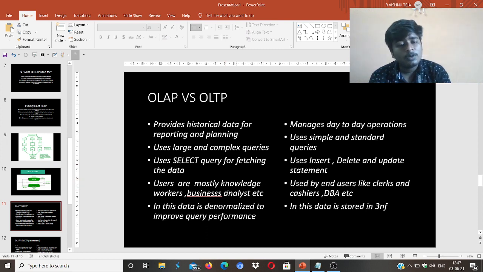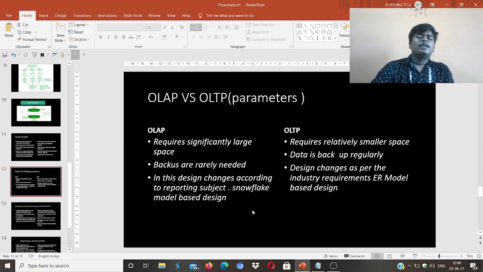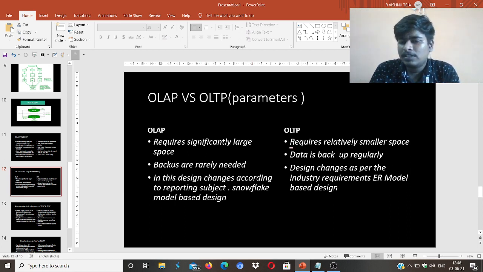Users of OLAP are mostly knowledge workers and business analysts, while OLTP is used by end users like clerks and cashiers and database administrators. In OLAP, data is denormalized to improve query performance. In OLTP, data is stored in 3NF. Coming to requirements, OLAP requires significantly larger space, whereas OLTP requires significantly smaller space. Backups are rarely needed in OLAP due to the large space, while backups are regularly needed in OLTP due to the smaller space. In OLAP, design changes according to the reporting subject, with a Snowflake model-based design. In OLTP, design changes as per the industry requirements, with an entity-relationship model-based design.